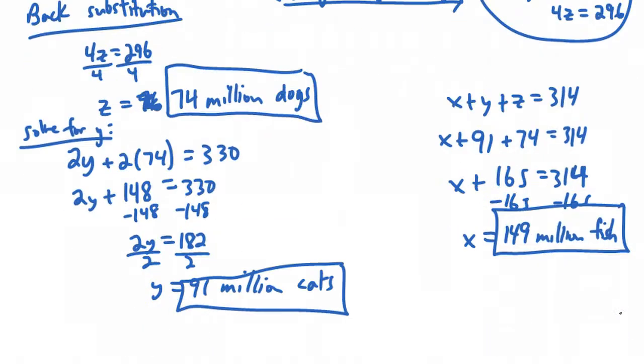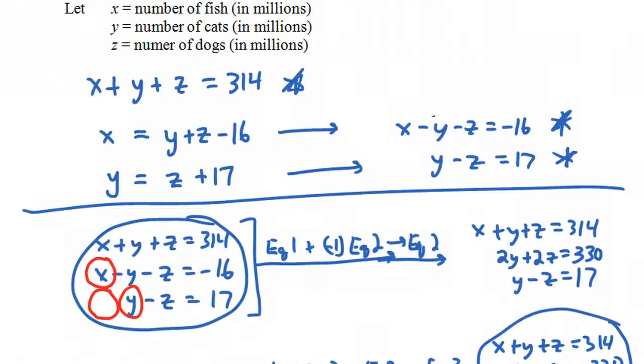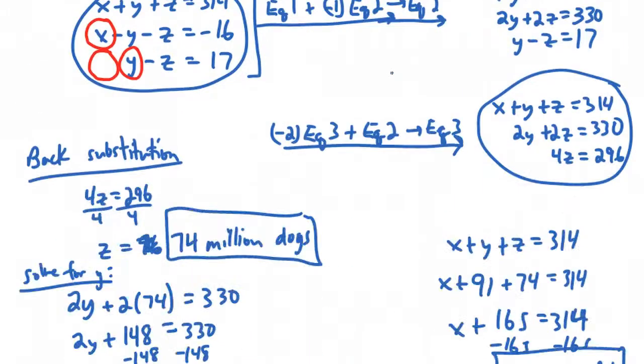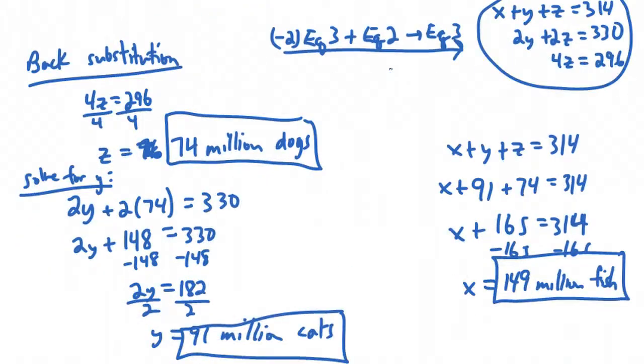Okay, let's actually check to see, do these satisfy all the conditions? If you add 74 plus 91 plus 149, what do you get? You get 314, and that's exactly the number of fish, cats, and dogs. It says the number of fish is 16 million less than the total number of cats and dogs. Well, if you add up the number of cats and dogs, 74 million plus 91 million, that's 165 million. Notice 149 million fish, that's 16 million less than the 165 million total cats and dogs.